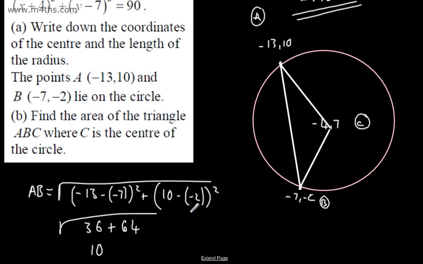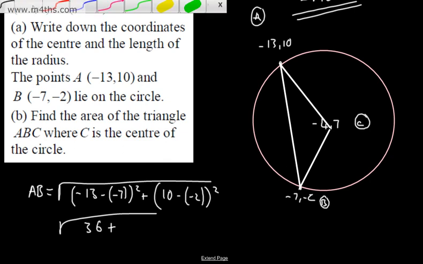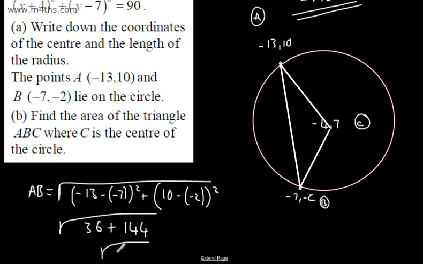So the distance on there, just checking that, negative 13 subtract negative 7 is negative 6. In fact, this is 12, isn't it? Let's redo that. That one is not right. So that's 144. That's 10 subtract negative 2. Yes, 144. So that's going to be the square root of 180.